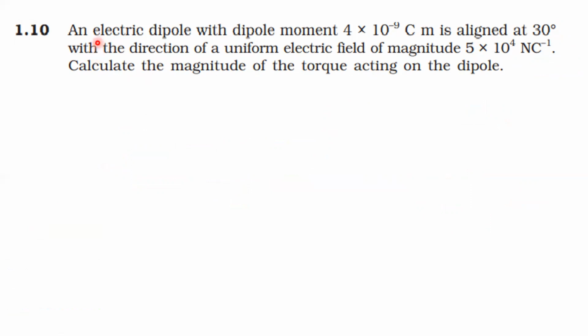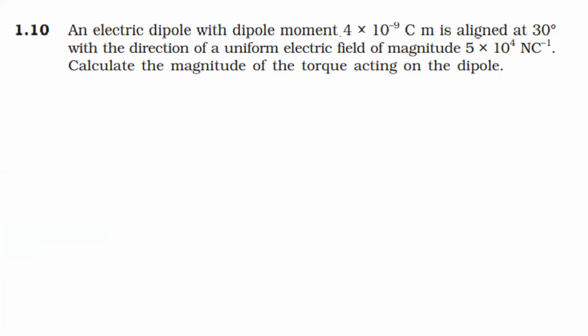Next question, listen here. An electric dipole with dipole moment 4 into 10 power minus 9 Coulomb meter is aligned at 30 degrees with the direction of a uniform electric field of magnitude 5 into 10 power 4 Newton per Coulomb. Calculate the magnitude of the torque acting on the dipole.